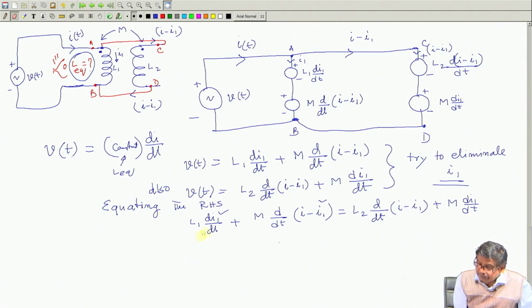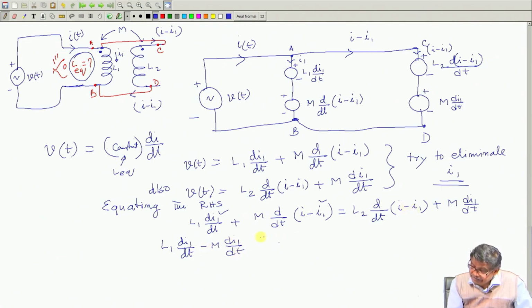So, collect the terms d I 1 dt on the left hand side. So, it will be L 1 d I 1 dt, let me write in longhand, minus m d I 1 dt, that is the second term. Then this one will be plus L 2 d I 1 dt, this term I have taken, and this term is also I 1. So, minus m d I 1 dt. This is the thing I will get on the left hand side.